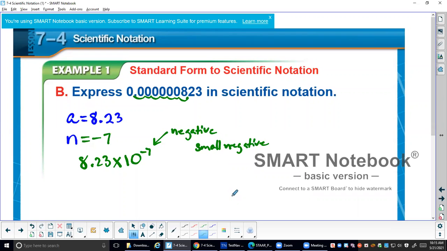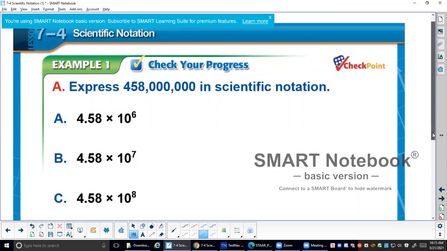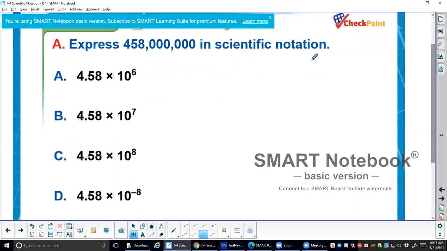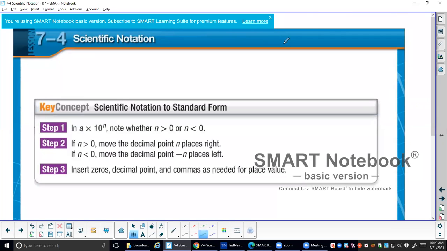Okay, so your turn. In the chat, I want you to go ahead and tell me A, B, C, or D. So we're going from standard scientific notation to standard form, which I think is pretty easy, honestly.